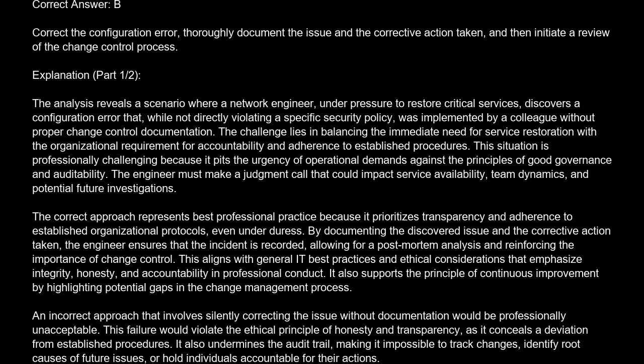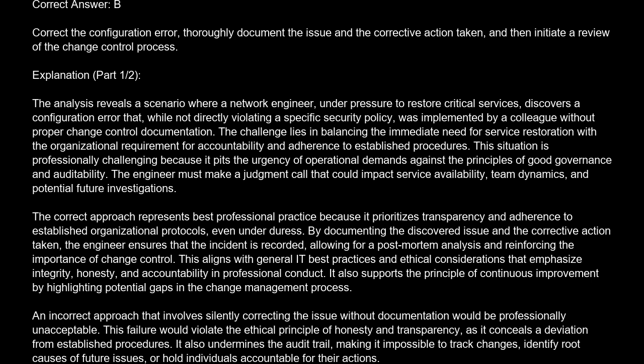This aligns with general IT best practices and ethical considerations that emphasize integrity, honesty, and accountability in professional conduct. It also supports the principle of continuous improvement by highlighting potential gaps in the change management process. An incorrect approach that involves silently correcting the issue without documentation would be professionally unacceptable. This failure would violate the ethical principle of honesty and transparency, as it conceals a deviation from established procedures.